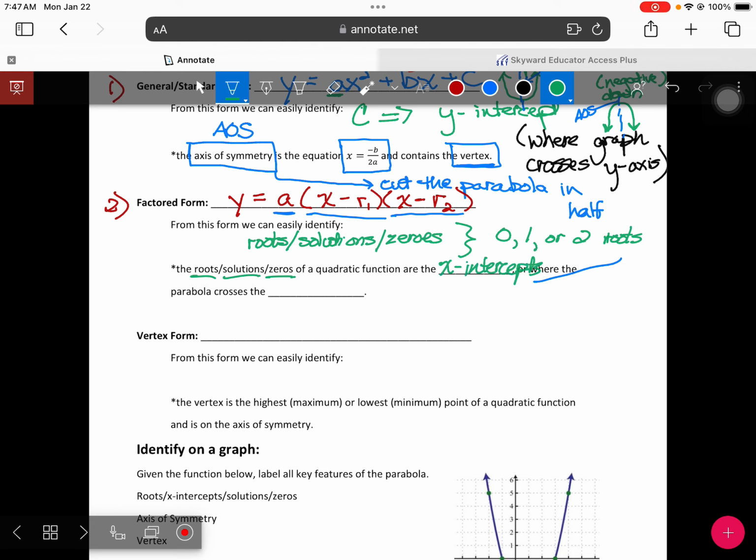And then finally, we get to our third form, which is vertex form. Vertex form, and that is y equals a times x minus h, that quantity squared, plus k. You are never going to guess what we get from vertex form. Come on, go ahead, say it.